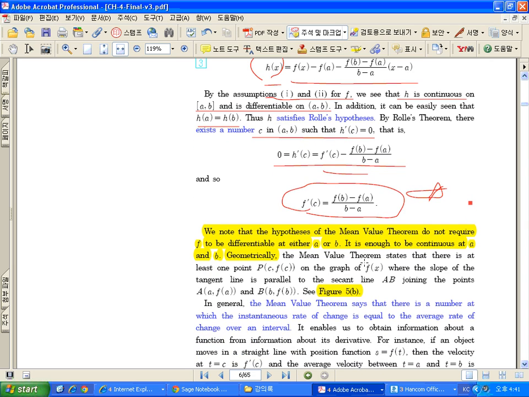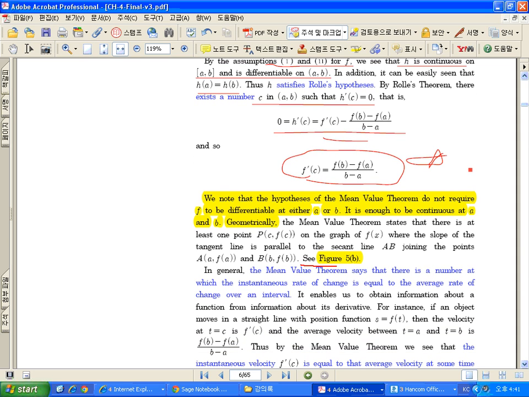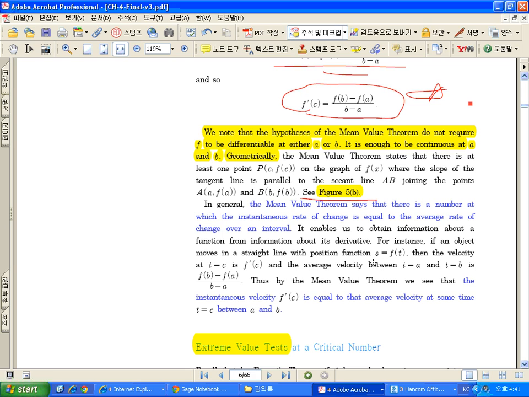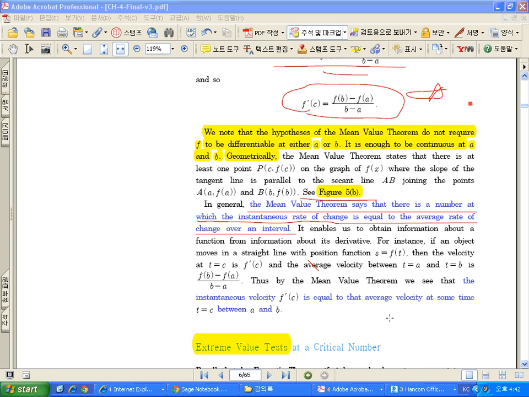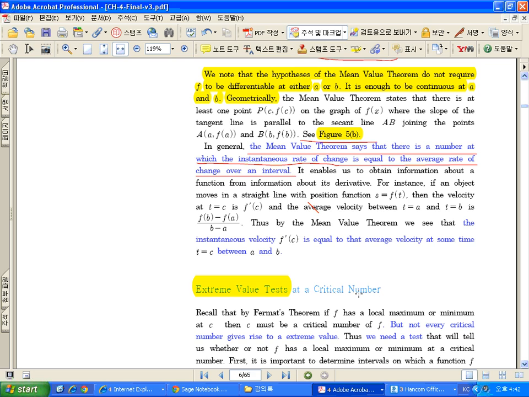But this mean value theorem has a lot of important applications. In general, the mean value theorem says there is a number at which the instantaneous rate of change is equal to the average rate of change over an interval. So yes, there are many examples.